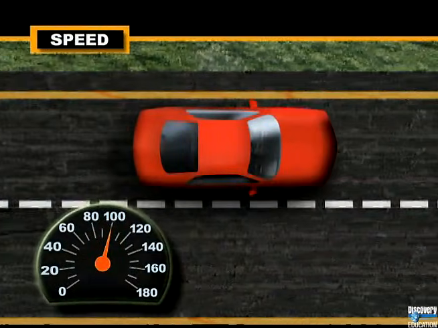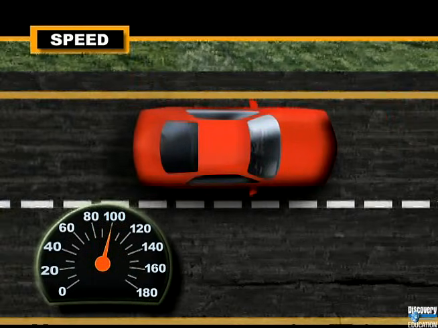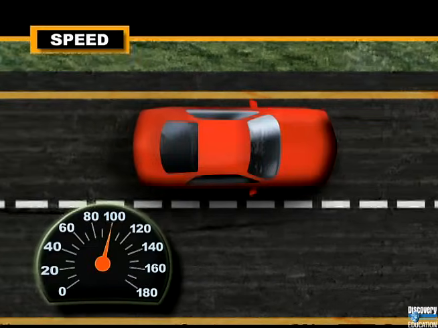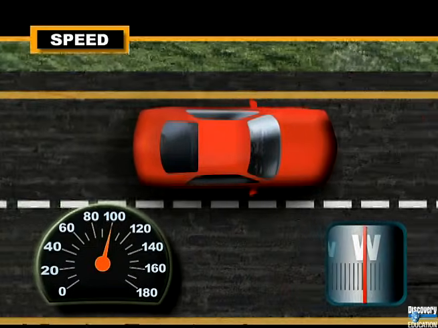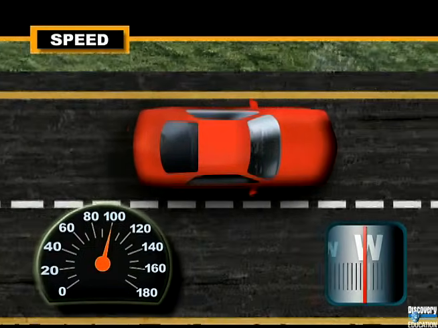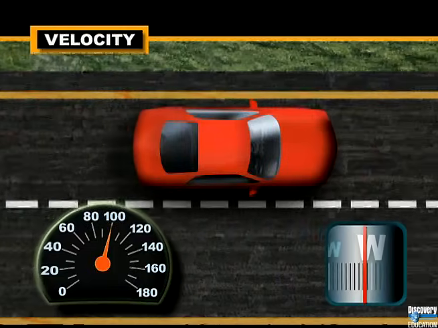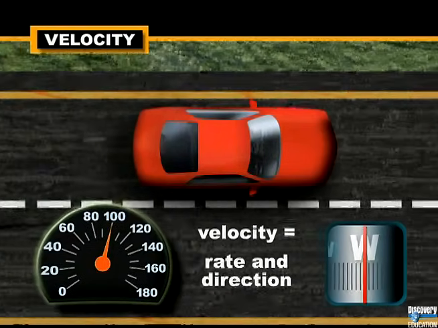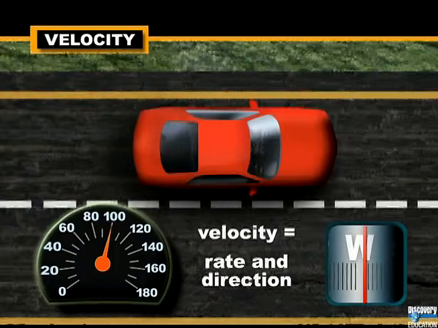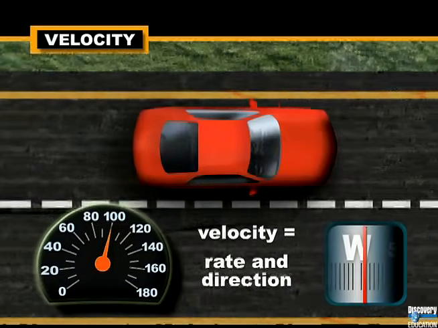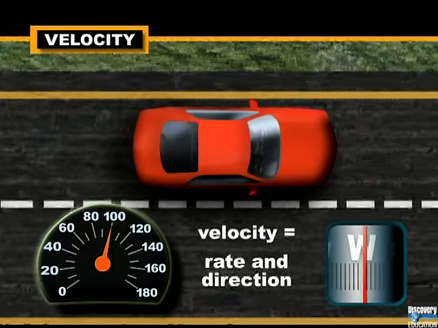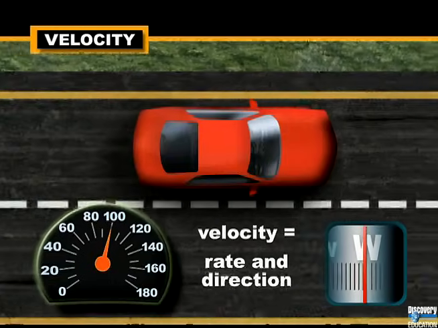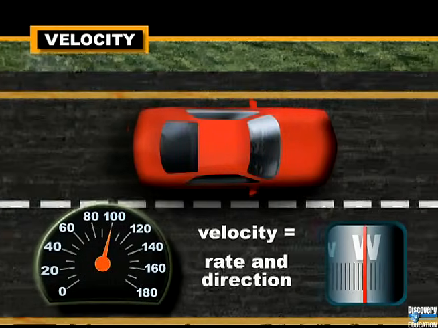The speed of this car is 100 kilometers per hour. What if you want to describe the direction the car is going as well as its speed? That's velocity, which includes rate and direction. If you say you're traveling 100 kilometers per hour westbound, that's your velocity. If you do not change your speed or direction, then your velocity remains the same.